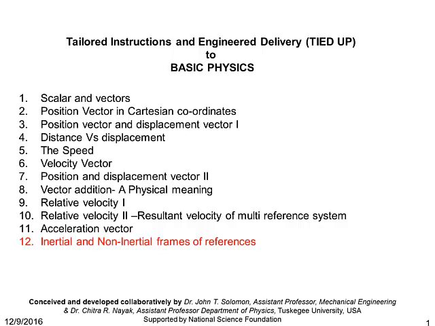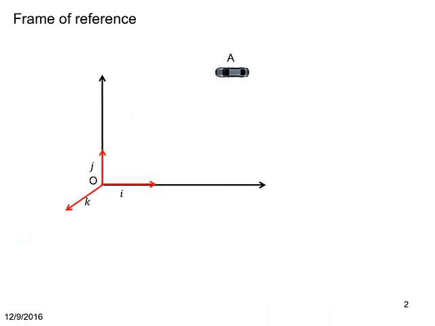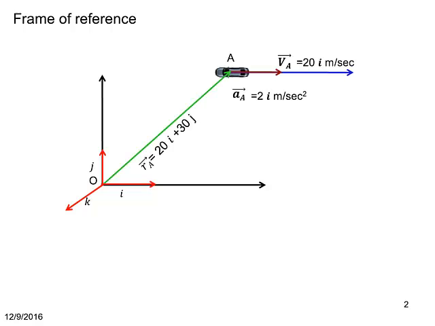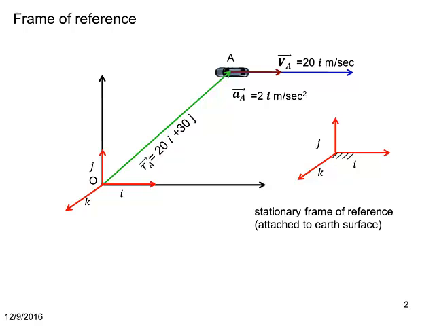In this video we discuss inertial and non-inertial frames of reference. In the previous videos we have seen that the motion of an object can be described by its position, velocity and acceleration vectors. A coordinate system with mutually perpendicular unit vectors attached to a reference location can be used for expressing these vector quantities. These mutually perpendicular unit vectors constitute a frame of reference.